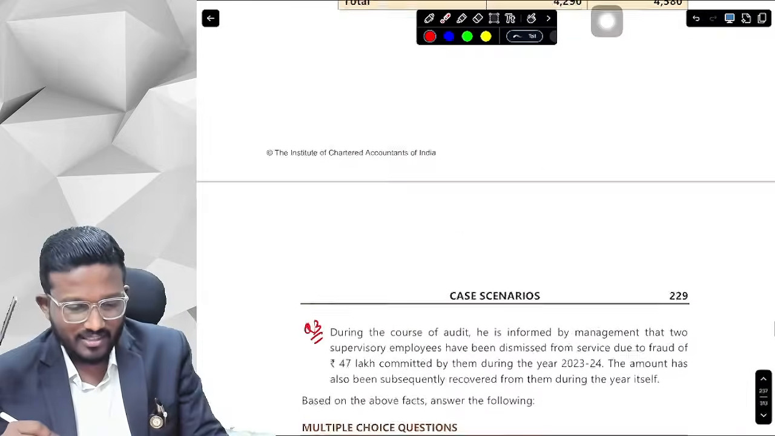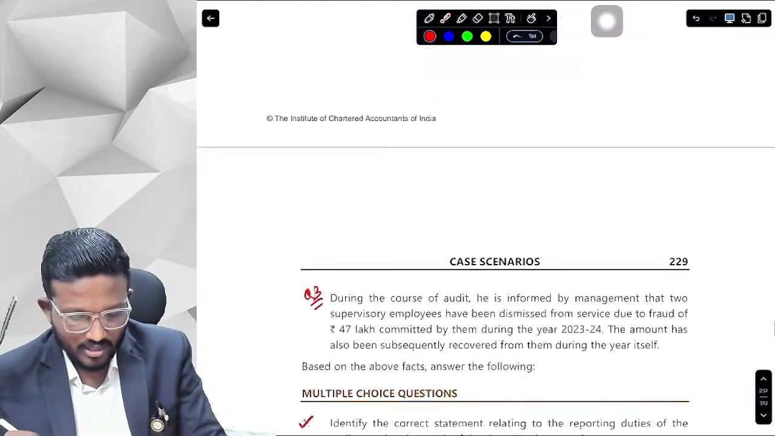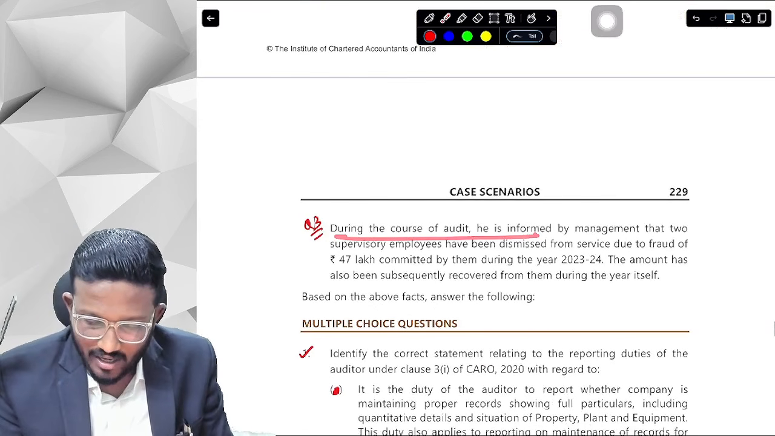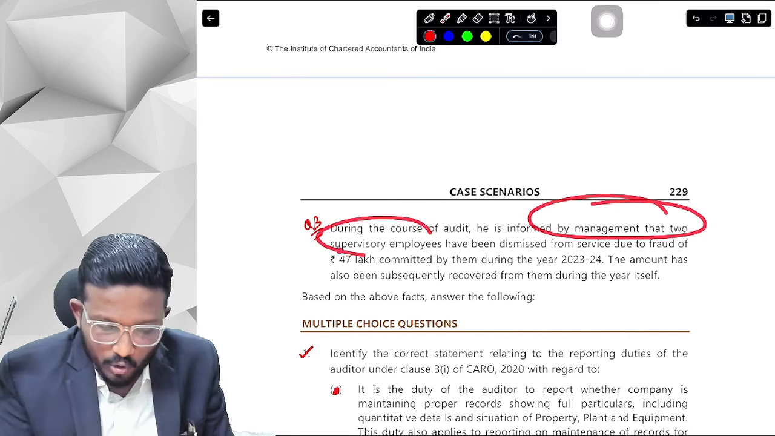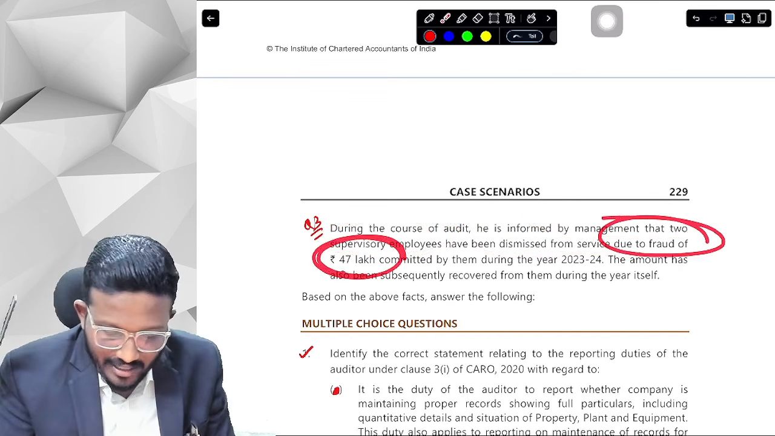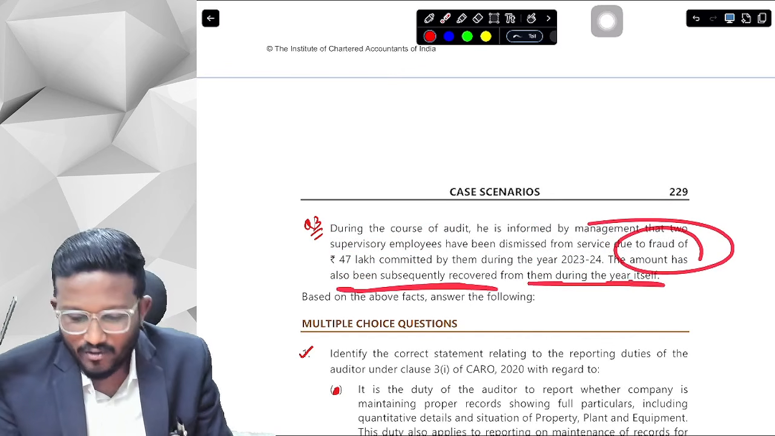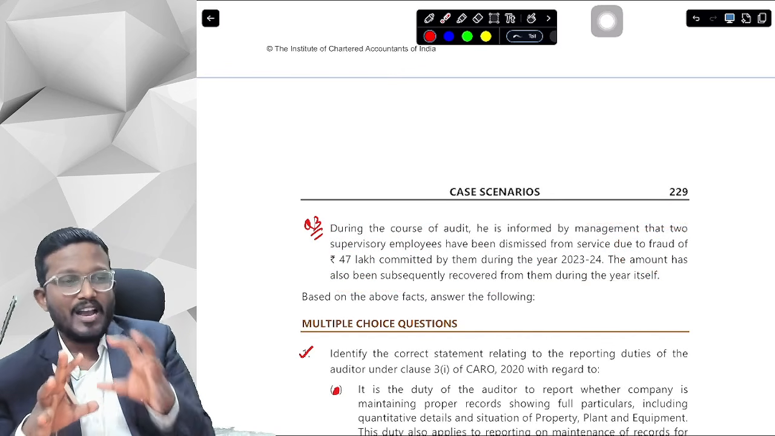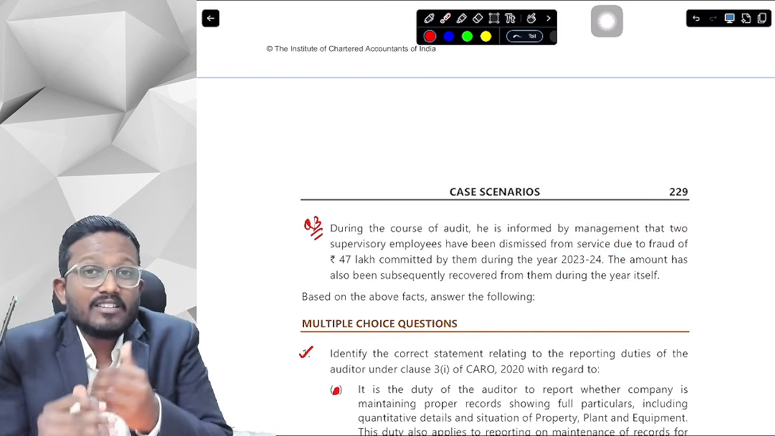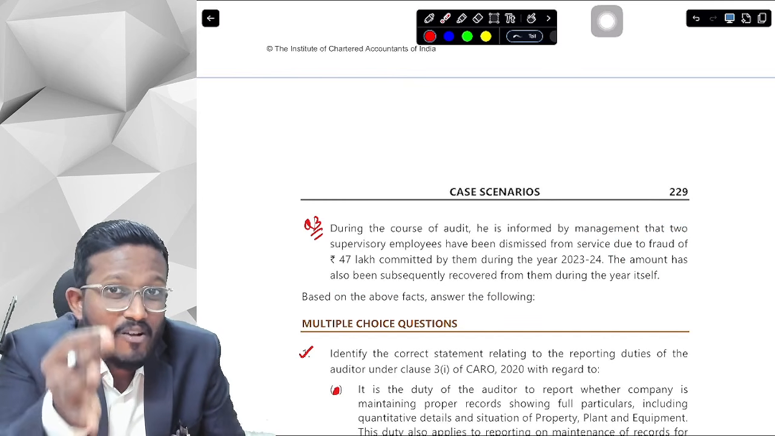Okay, yes sir. Let's do question number 3. What does it say, sir? It says that during the course of audit, we were informed by the management that there were 2 supervisory employees who have been dismissed from the service because they committed a fraud of 47 lakh during the year 2023-24. The amount was subsequently recovered from them during the year itself. Now, if there is a fraud on the company or by the company which is noticed or reported during the year, we need to report under clause 11 of CARO 2020.